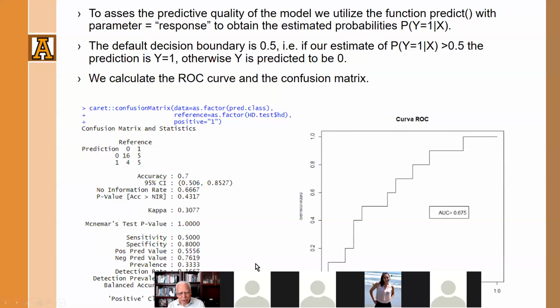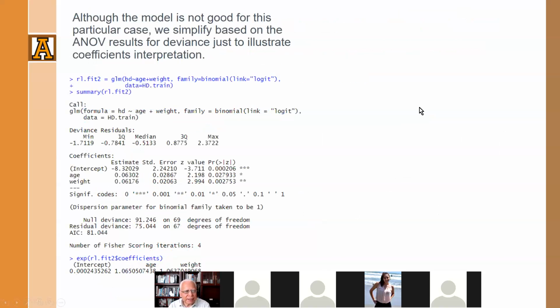That's the ROC curve. An area under the curve of 0.67 is not good. Remember that an area under the curve of 0.5 is like flipping a coin, so it's not a very good area under the curve. But anyway, let's continue with this model, although it's not a good model for this data, so that we can go over the interpretation of the results.